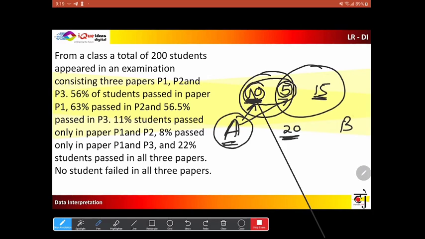Similarly, how many have passed B? 20. How many total students are there in the class? The total number of students is the sum of all the numbers. 10 plus 5, 15, plus 15, 30, plus 20, a total of 50 students. 20, if they are outside, that means neither of them. Is it clear till here?